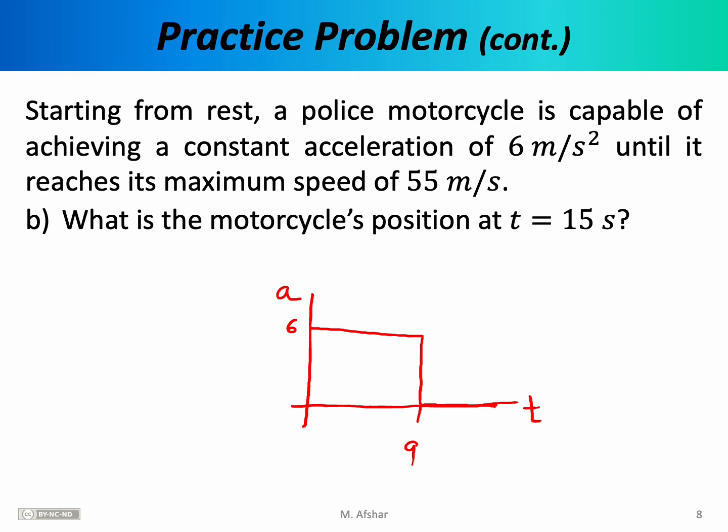What this tells us is that this part of the problem is really a two-stage problem. We need to look at what's happening in the first 9 seconds, and then we need to look at what's happening in the next 6 seconds, all the way up until time 15. This is a two-stage problem because the acceleration is changing. Remember that the kinematic equations are designed to handle problems where the acceleration is constant. Here, the acceleration is constant for 9 seconds, but for the subsequent 6 seconds, it's a different constant. So I need to treat this as a two-stage problem.